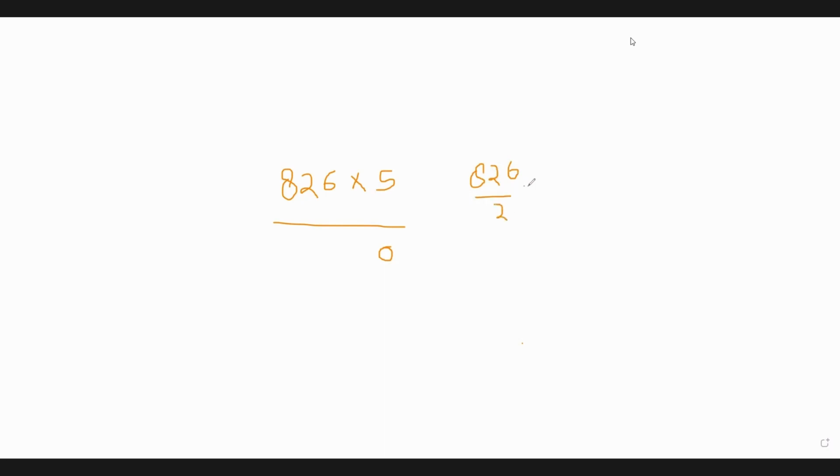You can do this mentally, right? 4, 1 and 3. So just put here 4, 1 and 3. That's what we are doing here. Step 1, just put 0 at the right hand side and then do half of the number.